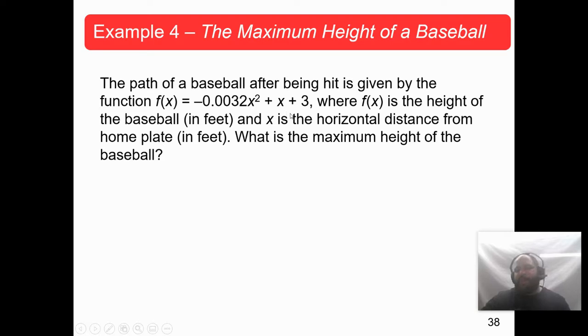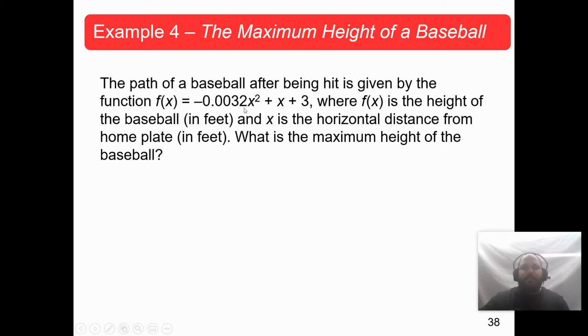And so there's a couple things now that we should know about this parabola. First of all, it is a parabola because it's an x squared. So we know that it's going to form a parabola. The second thing that we need to know about this is that this lead coefficient right here, -0.0032, is indeed a negative number, which means the parabola will be upside down. And that should make sense to you if you think about what a path of a baseball looks like when it's hit. It's hit, it's going to go up, and then it's going to come back down. And so we want to find that maximum height of the ball, and that's going to happen at the vertex of that parabola.